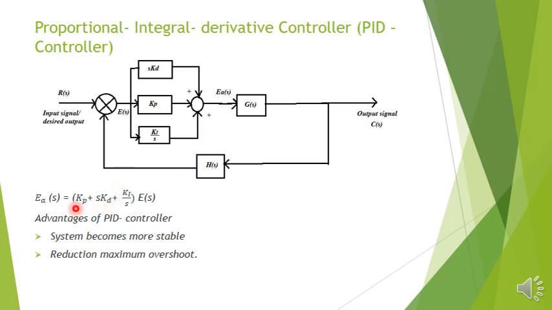If you concentrate on the advantages of the PID controller, this is the combination of proportional as well as integral as well as derivative. So overall, it is the combination of all three controllers. In this, the main highlighting point is that the system becomes more stable. So if the system is in an unstable state, then it becomes more stable, as well as there is a reduction in maximum overshoot. So maximum overshoot reduces.